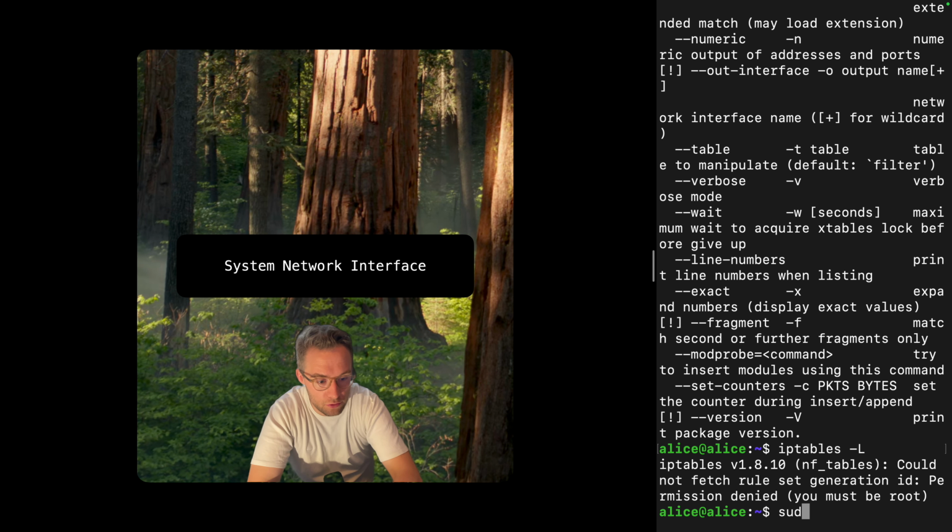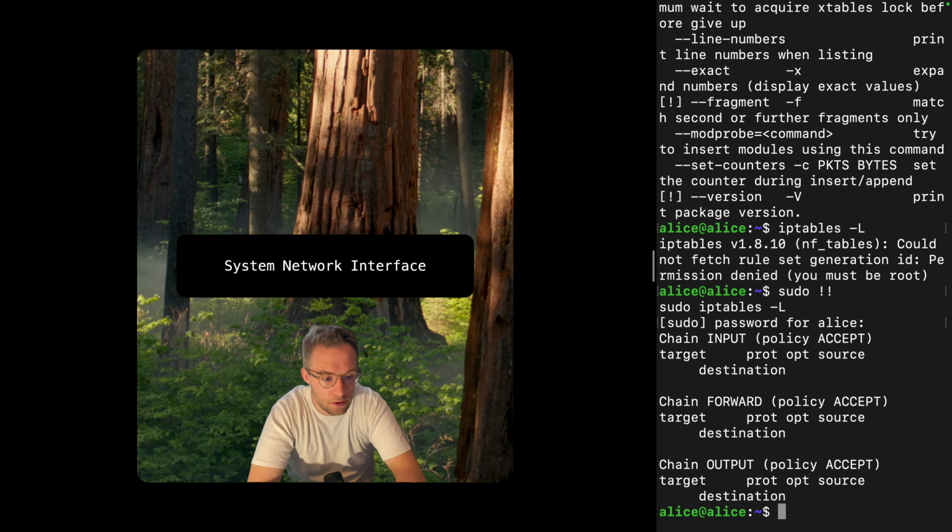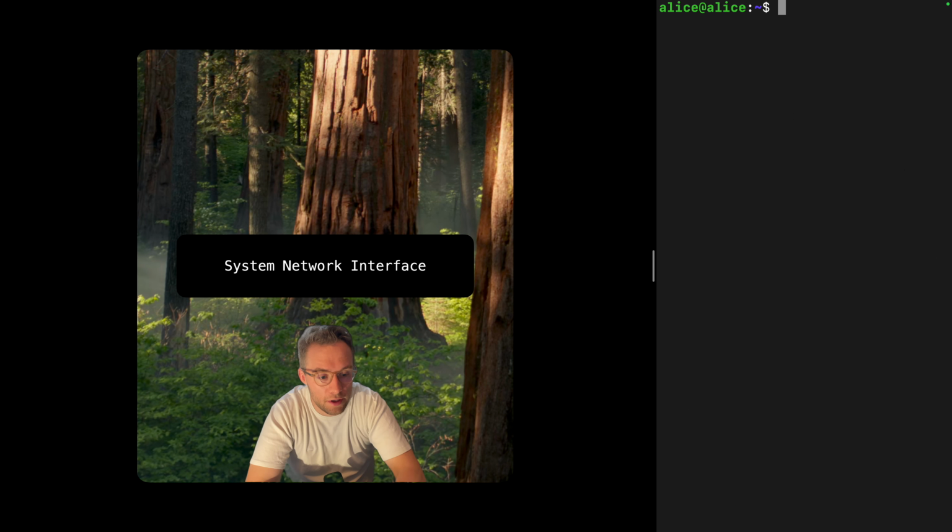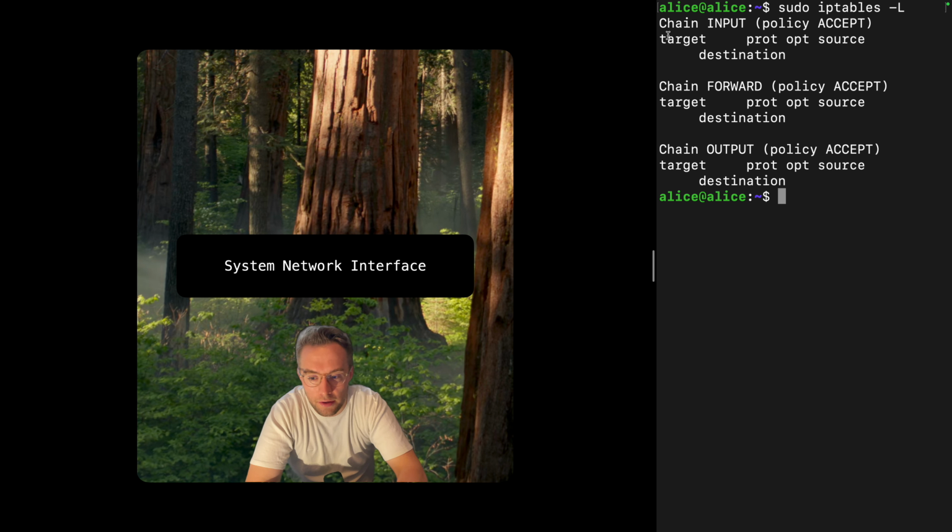Let's just use sudo on that. Okay, I'll just do that again. And here we get chain input, target, destination, and we have the protocol, the option, the source. So we have the forward, we have the output. This is for packet filtering on the host. We can packet filter in our system what we want to allow, what certain packets, TCP, IP, UDP. That's a very important thing about system security, that we configure this correctly when we set up a system, so we don't allow anything connecting to our system.